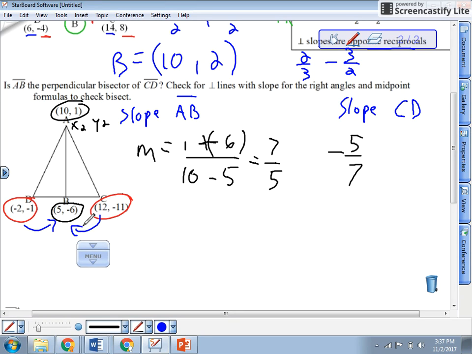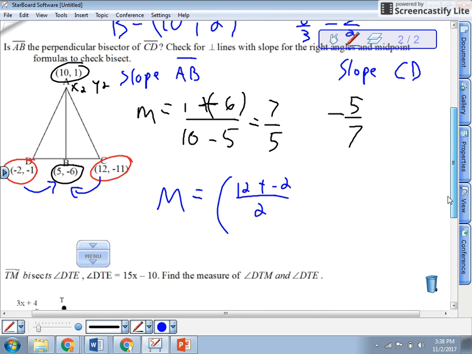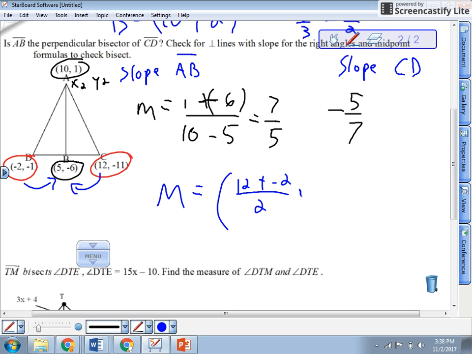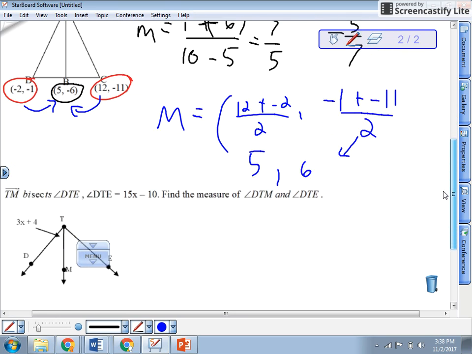So you check the midpoint, which we can do right here. Let's do the x's first: 12 plus negative 2, divided by 2. That's 10 divided by 2, which is 5. So that works. And then you want to do the same thing for y. Is negative 1 plus negative 11, divided by 2, equal to 6? If it does, then it is the midpoint. If it doesn't work, then you've got to figure out what part's wrong.